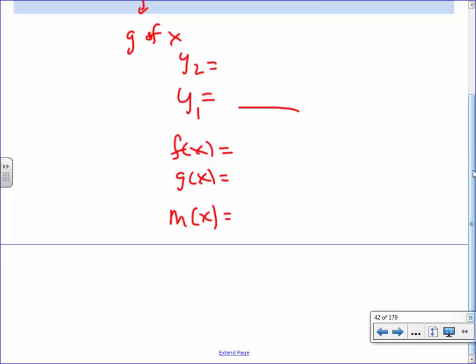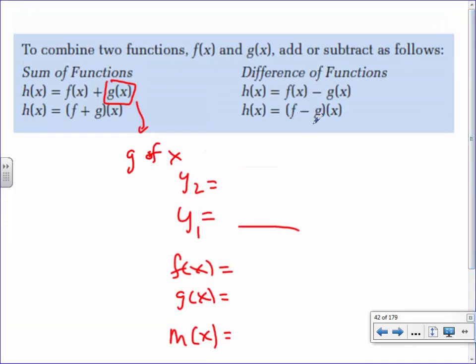Okay. So anyways, I need you to be familiar that if you ever see f minus g in bracket of x, all it means to do is take your two equations and subtract them. Or another thing it means is take all of the y values and subtract them from each other.